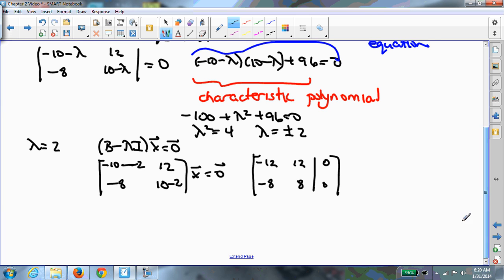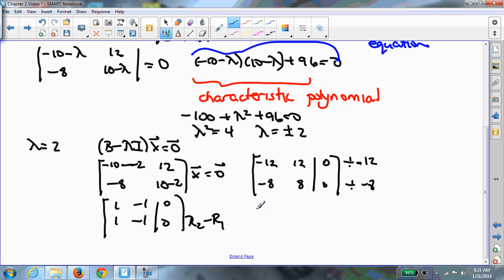So if I do some row operations on this, for example, I could divide this by negative 8, this by negative 12. I'm going to have 1, negative 1, 0. 1, negative 1, 0. I'll do row 2 minus row 1. And I'll have 1, negative 1, 0, 0, 0, 0. So rewriting this as equations, this means that x1 minus x2 equals 0. x1 equals x2.